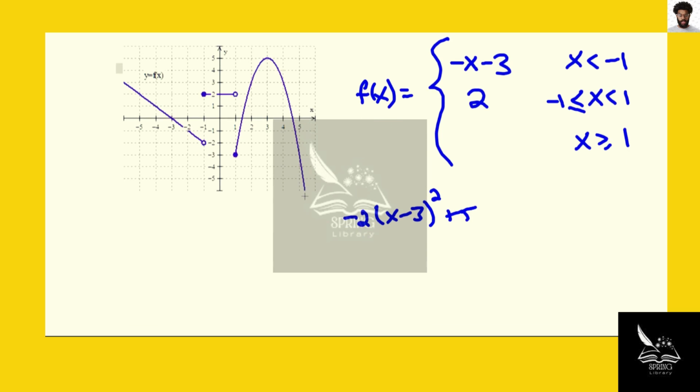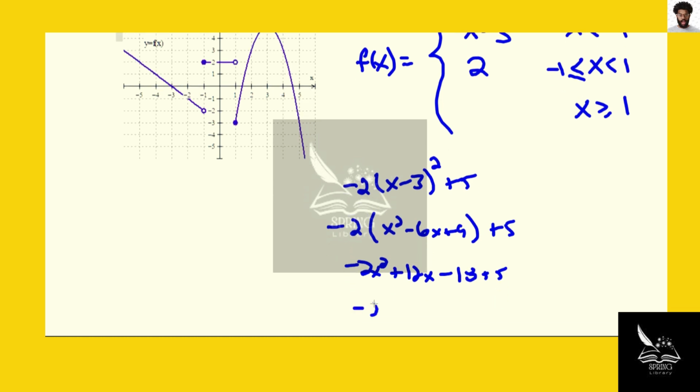Let's multiply this out. This would be -2 times (x minus 3) squared, which is x squared minus 6x plus 9. And then distribute the -2, we get -2x squared plus 12x minus 18 plus 5. So it'd be -2x squared plus 12x minus 13.